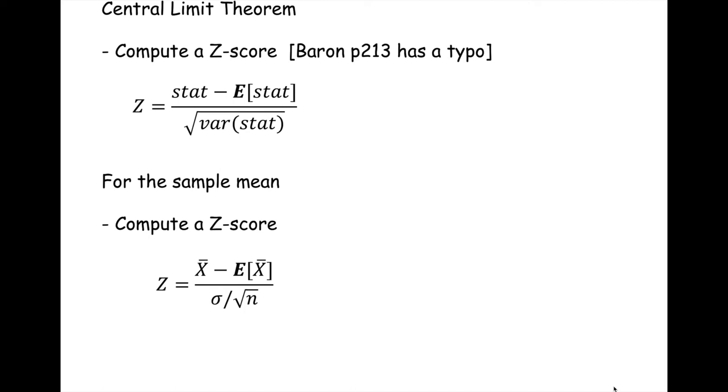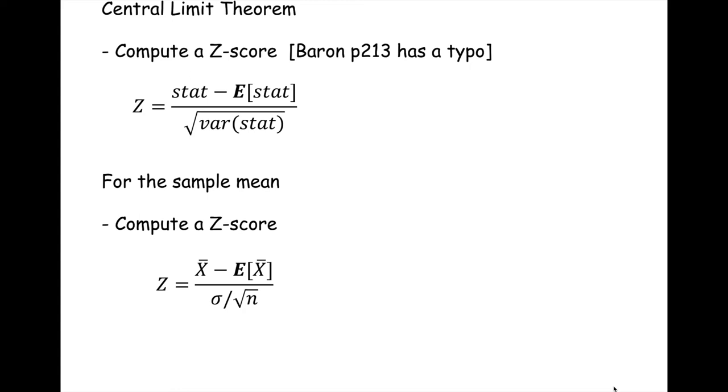Once it looks like a normal distribution, you take each one of your statistics and you subtract off from each of these statistics, the individual ones, the expectation of those statistics, and then you divide those results by the standard deviation of that statistic. So you take the variance of the statistic and you take the square root of it. And the result is called the Z distribution or the standard normal distribution.